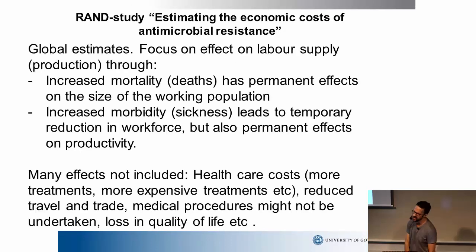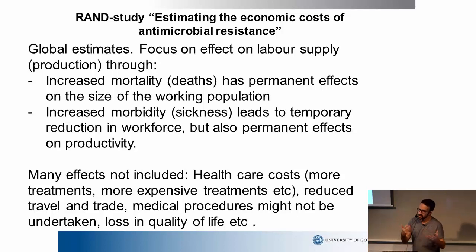So when economists think about what the costs of antibiotic resistance are, the first things economists think of are very crude. Well, if we get increased antibiotic resistance, it's going to be more people that die. It's going to be more people that are going to get sick and will be sick for longer periods of time. Okay?